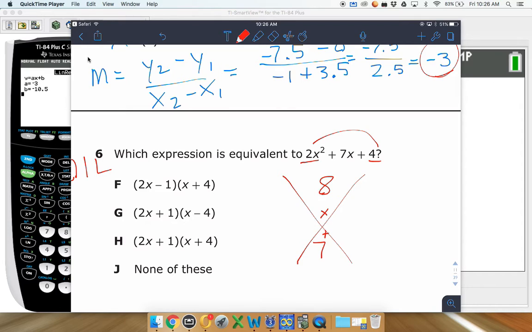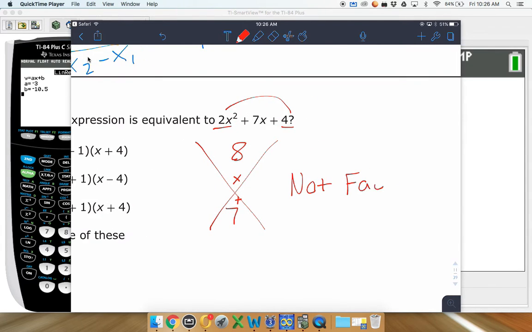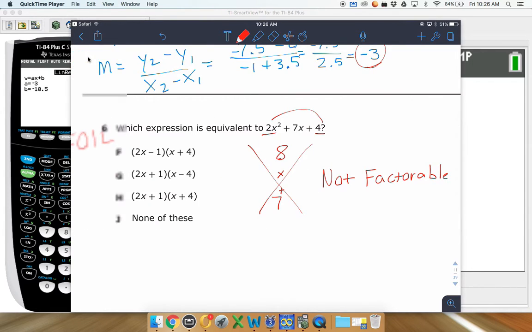When you try that in this case, you think for a while: it has to multiply to 8, so you could go 1 and 8, or 2 and 4, but that's really all you can do. And 2 and 4, unfortunately, won't even add up to 7. So this problem is not going to be factorable. If it's not factorable, it's probably going to be none of these.